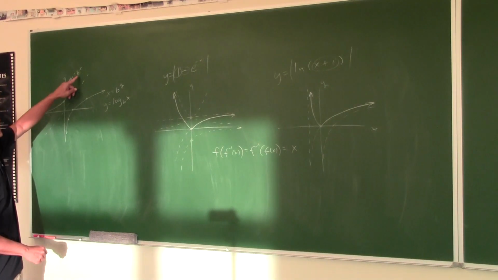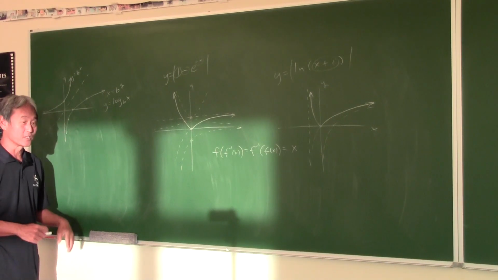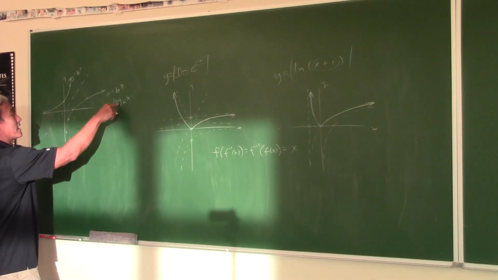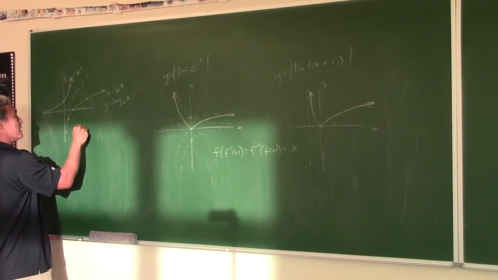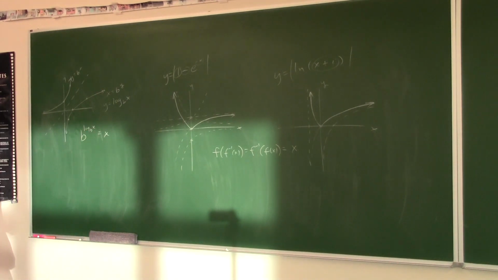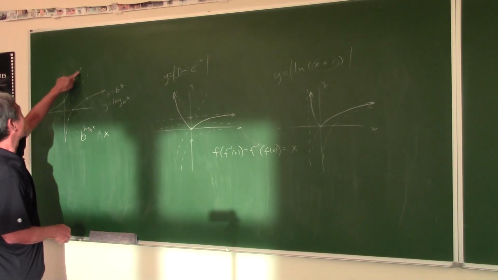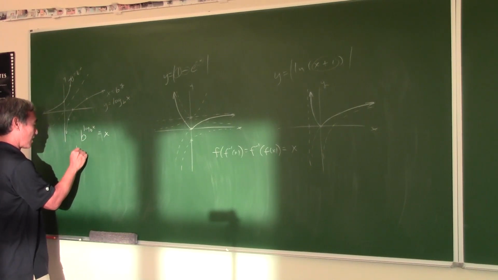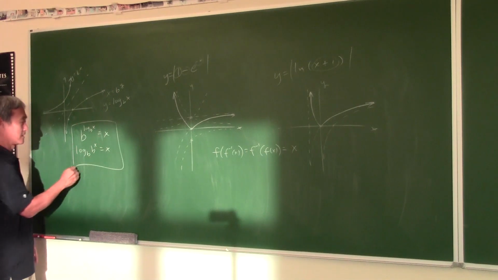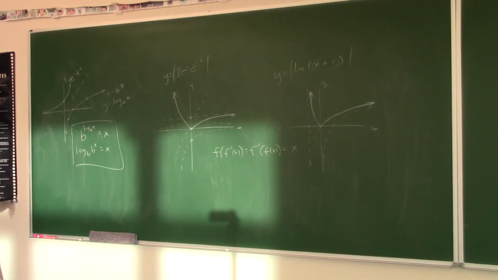So, since the exponential and the logarithmic function are inverses of each other, if you plug one into the other, so if I take this and plug it in there, b to the log base b of x, you will get x. And if I took this and plug it in here, log base b of b to the x, you will get x. And these come from the fact that these functions are inverses of each other.